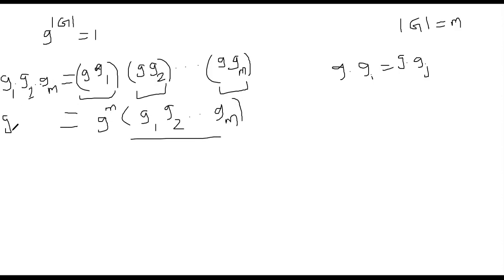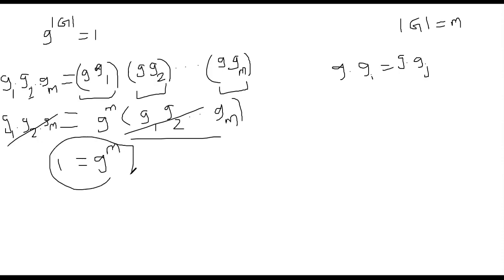And again, we can divide both sides by g1, g2, up to gm, because it's the same value on both sides. This is allowed in a group; we can divide elements on both sides. So this whole thing will cancel out, and you will be left with 1 equal to g to the power m. That's exactly what we talked about. This is only possible if I assume the group to be abelian. This theorem is still true even if the group is not abelian. For a regular group, g to the power of the order of the group is still 1.